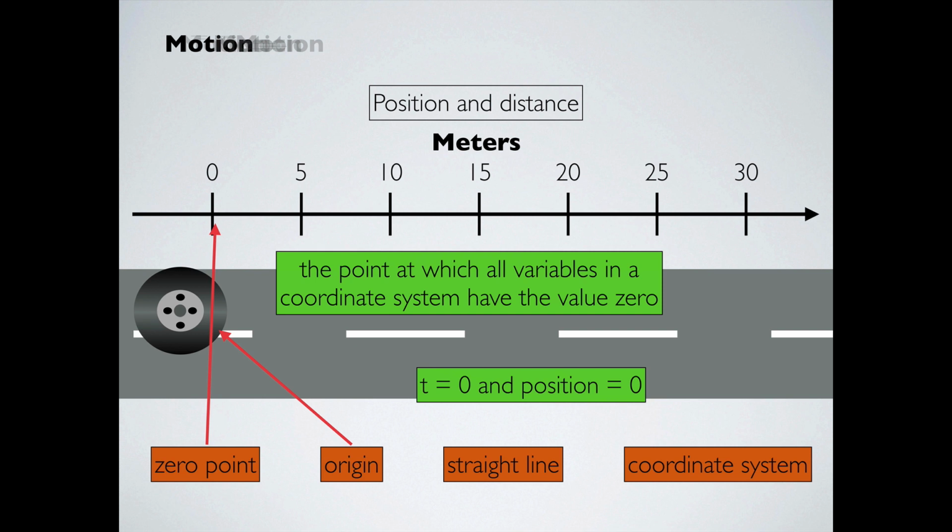So the point at which all variables in the coordinate system have the value of 0. Okay, so just think about that for a second. So this is our starting point. This is our point of origin, or our 0 point.